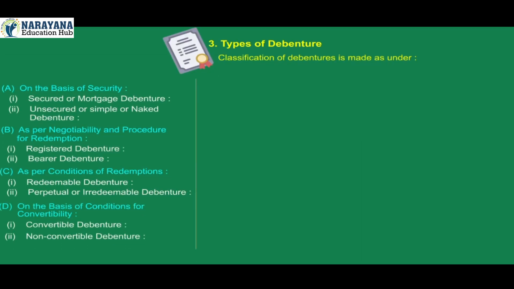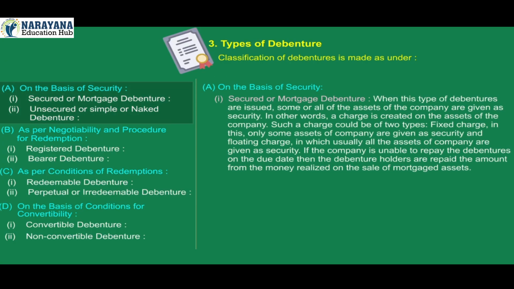Classification of debentures is made as under. A. On the basis of security. 1. Secured or mortgage debentures. When this type of debentures is issued, some or all of the assets of the company are given as security.